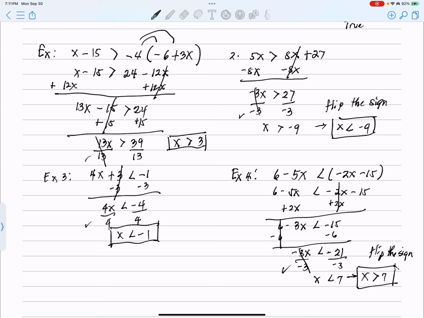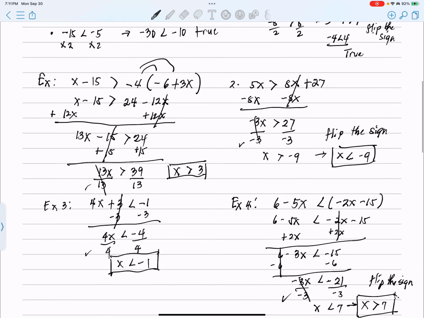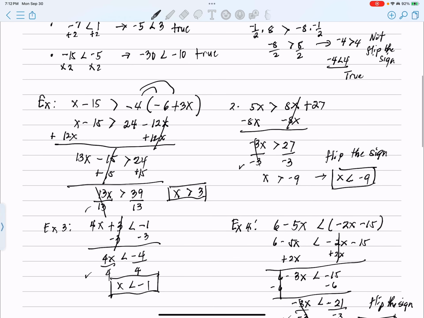So this is it. I hope you were able to recall or review what you have learned in Algebra 1, which is useful for taking AP Pre-Calculus.